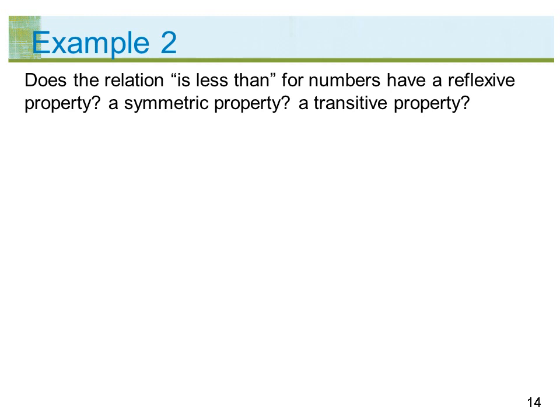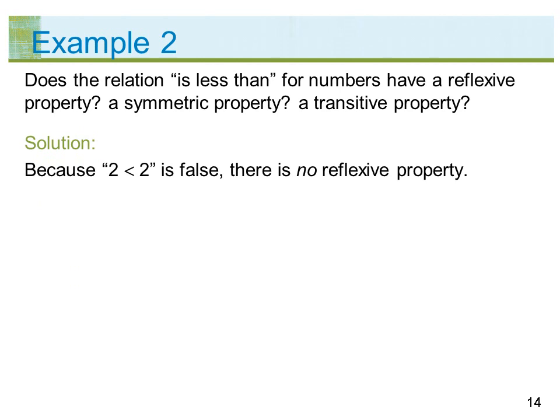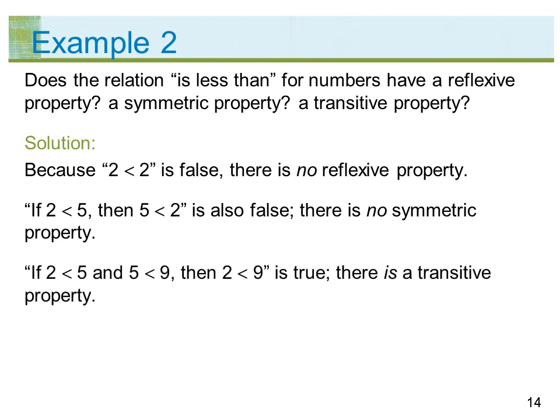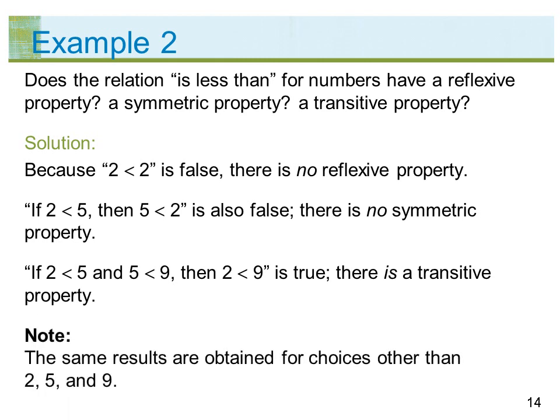Does the relation is less than for numbers have a reflexive property, a symmetric property, a transitive property? Solution. Because 2 is less than 2 is false, there is no reflexive property. If 2 is less than 5, then 5 is less than 2 is also false. There is no symmetric property. If 2 is less than 5 and 5 is less than 9, then 2 is less than 9 is true. There is a transitive property. Note, the same results are obtained for choices other than 2, 5, and 9.